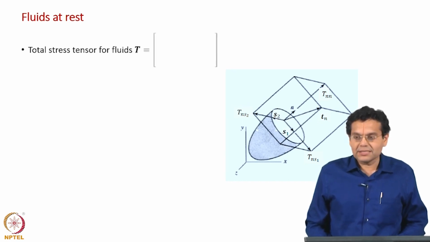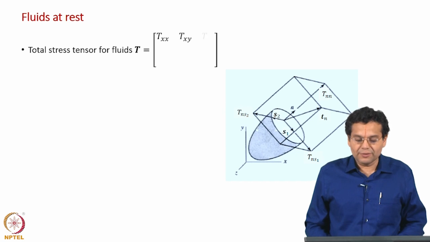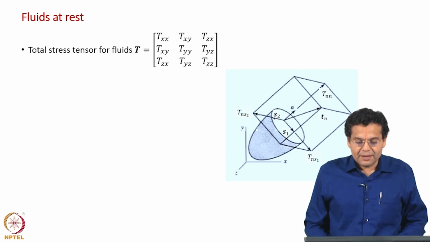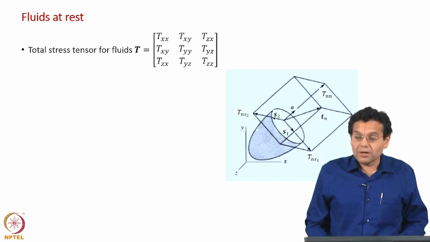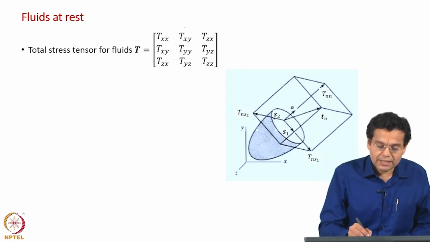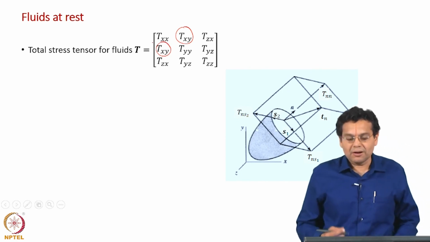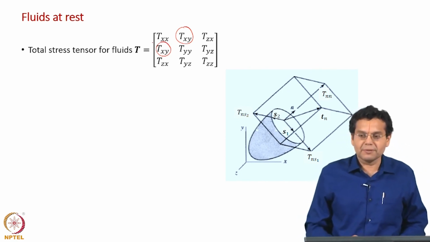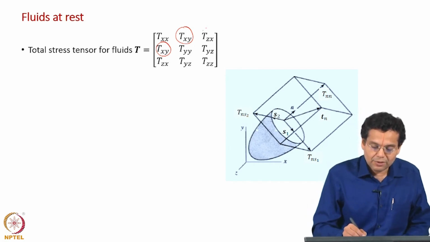The total stress tensor for fluids was introduced as shown here, and because the total stress tensor is symmetric, I have shown a symmetric total stress tensor here. As we discussed, all the discussions for solids are applicable for fluids as well for the total stress tensor. So, what I have shown here is a symmetric total stress tensor.